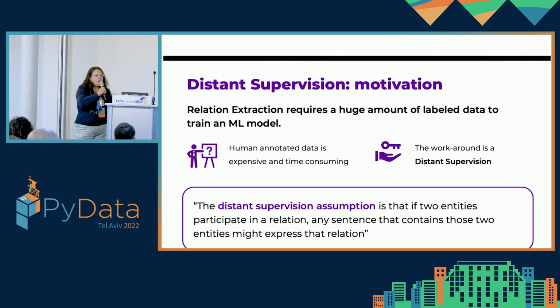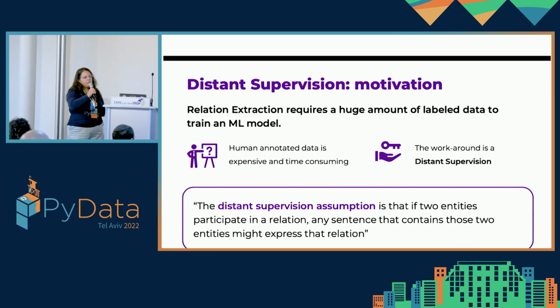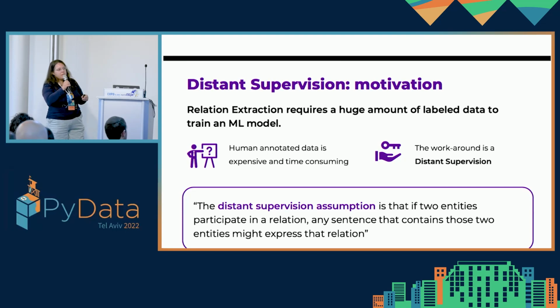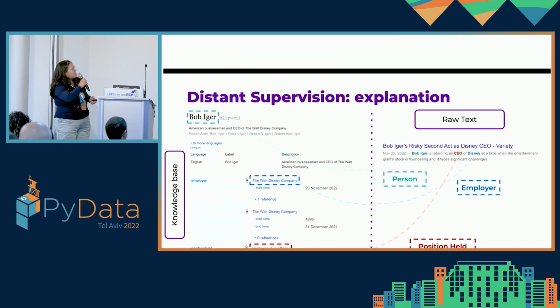So why distant supervision? We all know that we need a huge amount of data for training our models, and human annotated data is expensive, so we want to annotate data automatically. The distant supervision assumption you see here means that if we know, for example from a knowledge base, that two entities are connected with some relation, we can assume that any sentence that contains these two entities might express this relation. Unfortunately, not always, but let's stay with it.